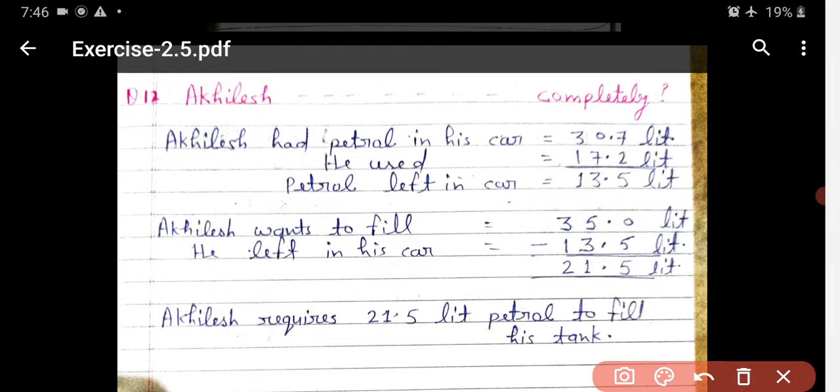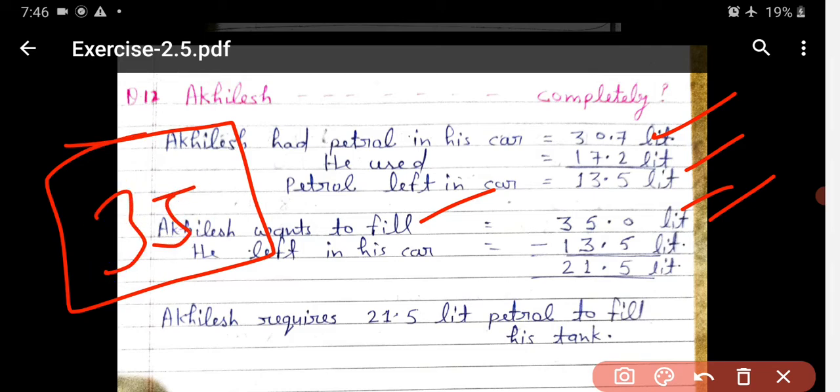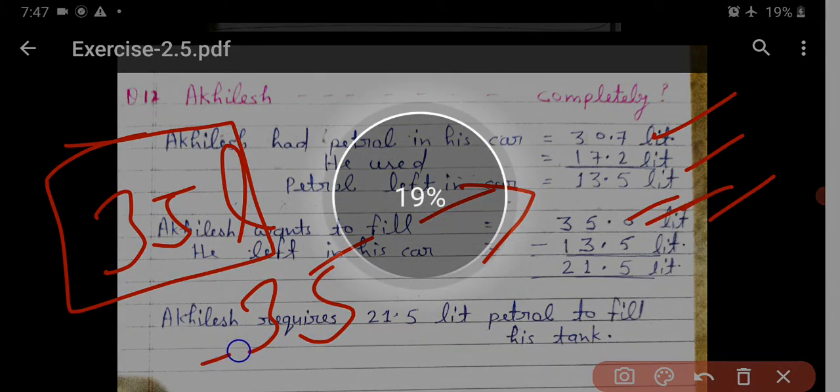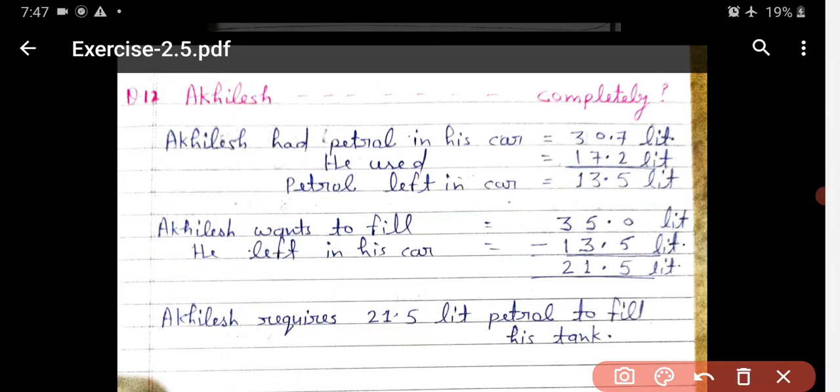Again I am going to explain. This is the petrol which is present in the car, 30.7 liter. It already used 17.2 liter. So how much petrol is left in the car? 13.5 liter left. Now simply understand that in a car you want to fill the tank with 35 liter petrol. But presently they have 13.5 liter. So how much do you need? So from the total 35, you subtract that one, 13.5, then you will get your answer.